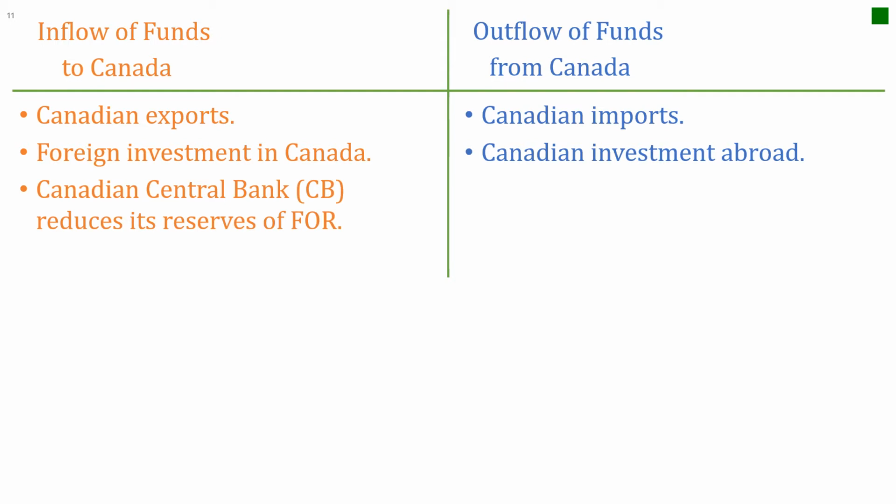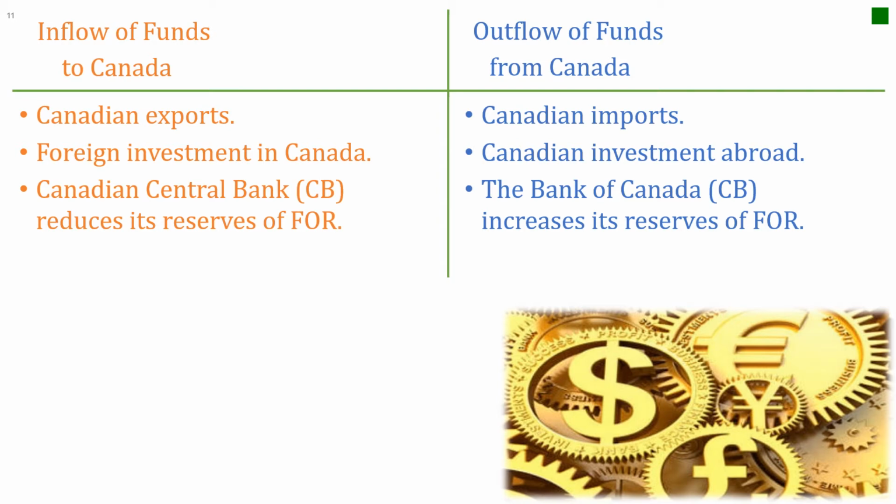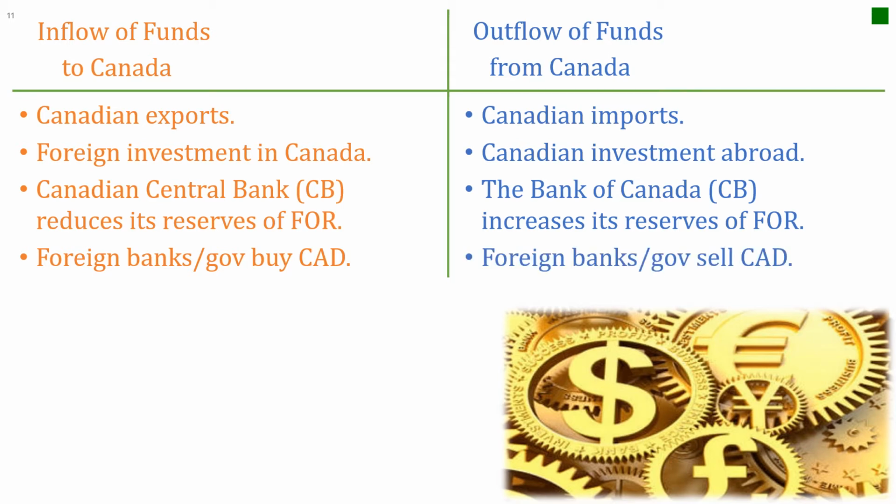An inflow would be the Canadian Central Bank, which is a CB, or the Bank of Canada, reducing its reserves of foreign currency. So it is selling foreign currency, which means it's receiving Canadian dollars. An outflow would be the Bank of Canada increasing its reserves of foreign currency. An inflow would be foreign banks and governments buying Canadian dollars. An outflow would be foreign banks and governments selling Canadian dollars.